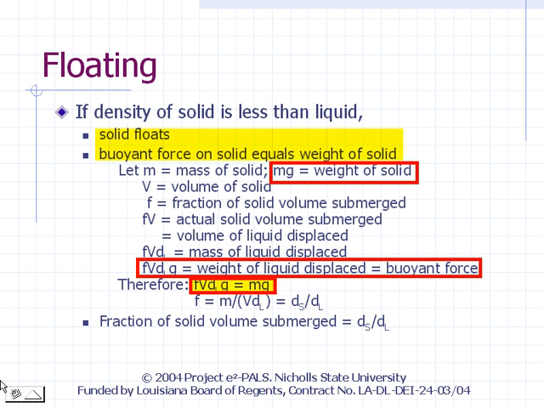In other words, the fraction of the solid volume that is submerged is simply the ratio of the density of the solid to the density of the liquid. Note that this ratio is less than 1 since the solid is less dense compared to the liquid. If the solid is more dense than the liquid, then the buoyant force will not be able to exceed the force of gravity, and the solid will sink to the bottom.